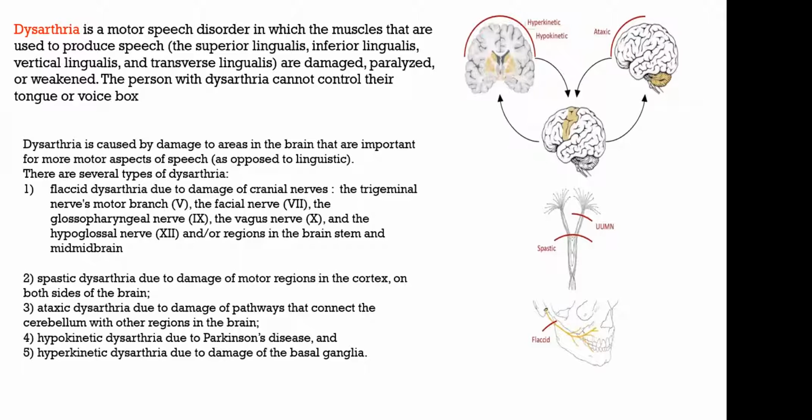The second one is spastic dysarthria. It's due to damage of the motor region in the cortex on both sides of the brain. The third one is ataxic dysarthria, due to damage of pathways that connect the cerebellum with other regions in the brain. We have hypokinetic dysarthria due to Parkinson's disease. And the last one, we have hyperkinetic dysarthria. It's due to damage of the basal ganglia.